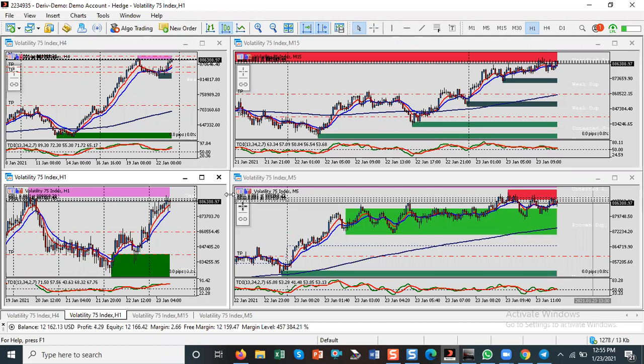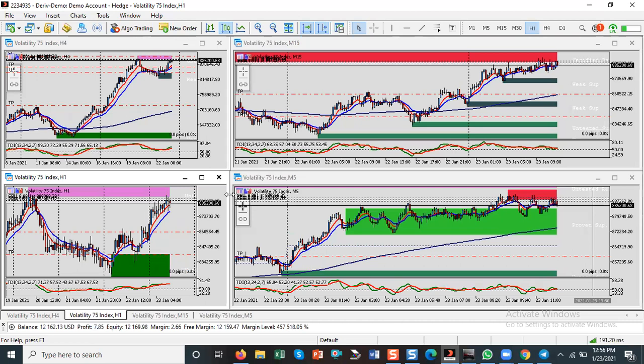This is part 3 of the Volatility 75 training, and this is the final part of this setup. So without wasting time, let me just go into the business. On this final setup, what we do is really simple as well. We are still going to be using the 4 hour, the 1 hour, the 15 minutes, and the 5 minutes.